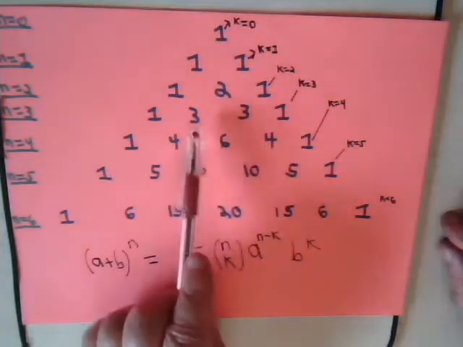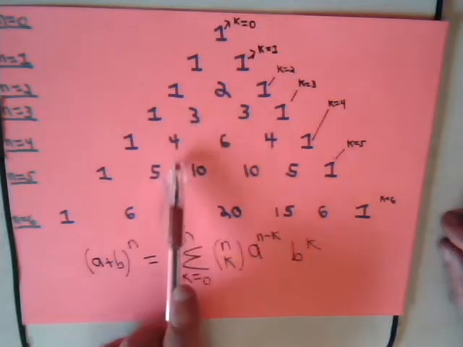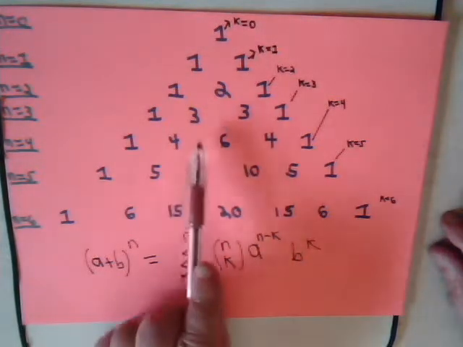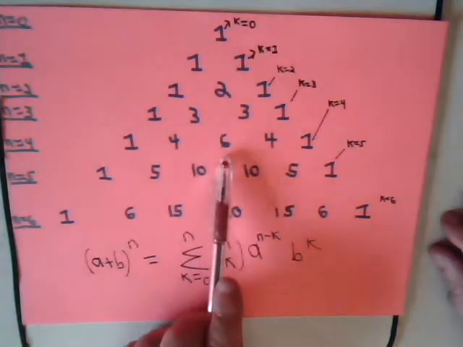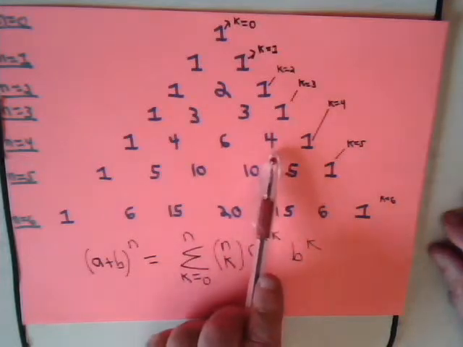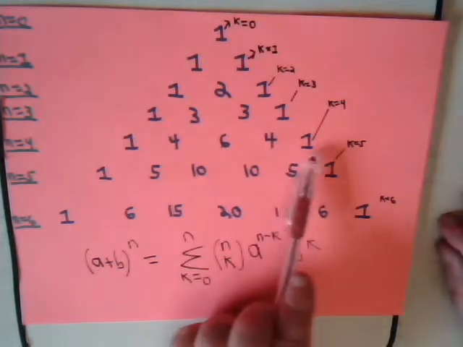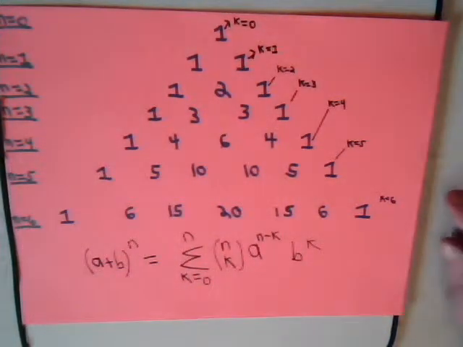It ends with 1. Add these two numbers together. It gives us 4. Add these two numbers together. It gives us 6. Add these two numbers together. It gives us 4. So there is the 4th row.